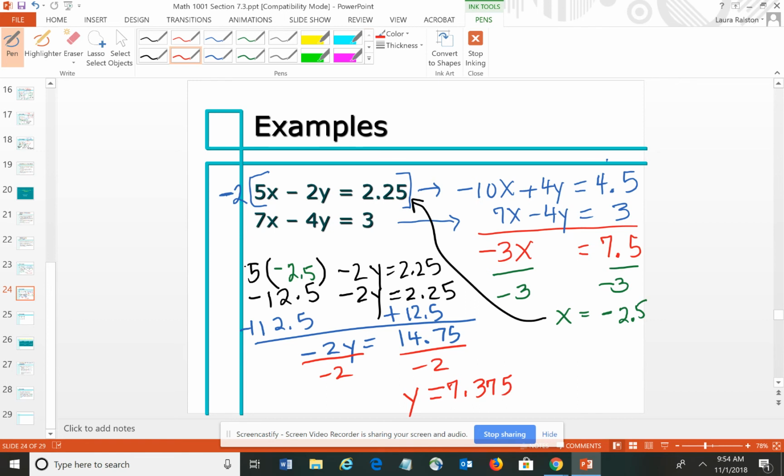Okay. So our answer, our ordered pair that satisfies these two equations would be, what's your order? Remember, do the x first. -2.5, 7.375. And again, you can double check yourself by substituting that answer into both equations and verifying it makes a true statement. Again, because you have a single individual ordered pair, remember this is called an independent system.